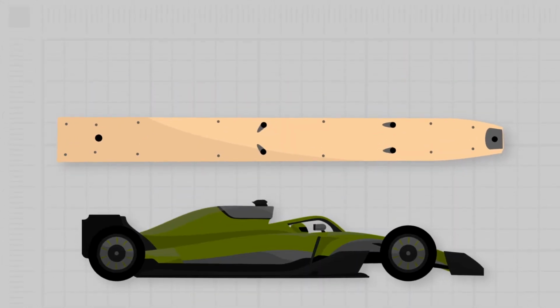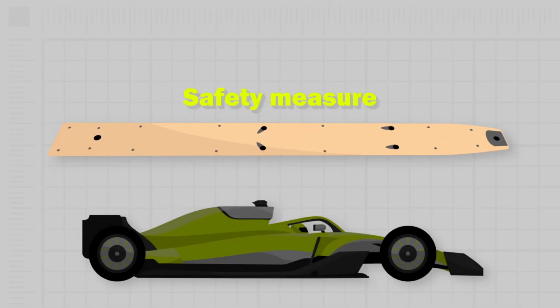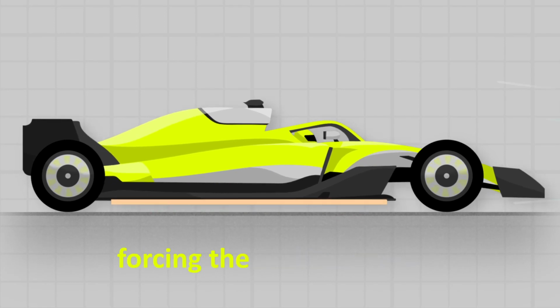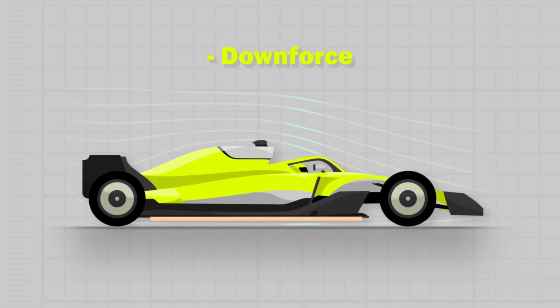Initially applied to Formula One cars in 1994, after Ayrton Senna's accident, this wooden plank was added as a safety measure. It is used as a gauge which restricts the minimum height of the car, forcing the team to raise it, which decreased the downforce acting on the car.